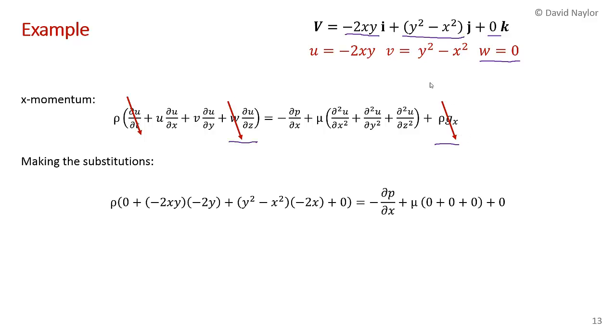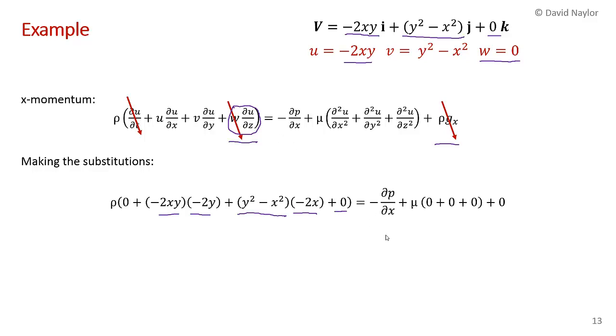So making the substitutions here, I've got rho, and then 0 for the local acceleration. Now here we have u du/dx, so u is minus 2xy, that's correct. And then the derivative of u with respect to x is going to give you minus 2y, so that's correct. And then v is y squared minus x squared, that's correct. And then du/dy is going to give you minus 2x, so yes, I agree with that. And then this convective acceleration term in the z direction is 0 because we have w equals 0. So I agree that's 0.